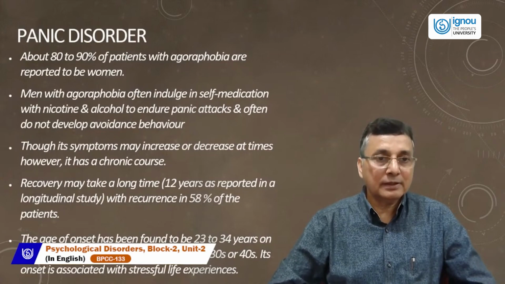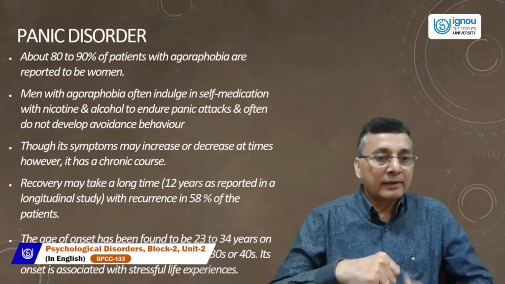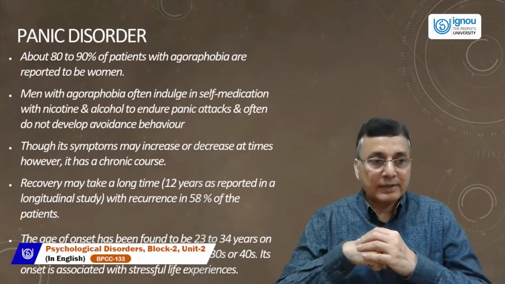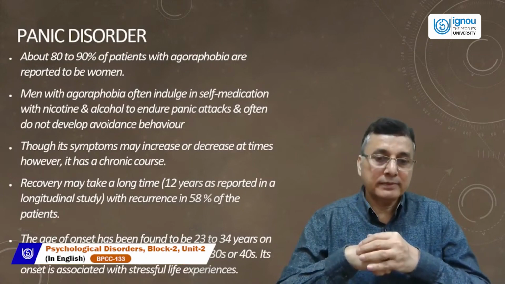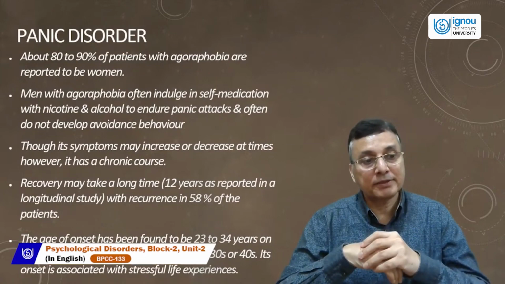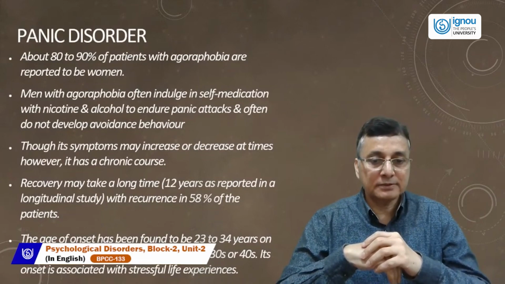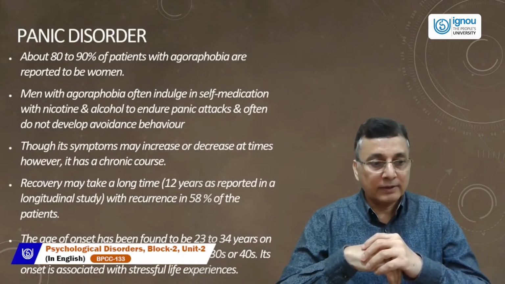Men with agoraphobia often indulge in self-medication with nicotine and alcohol to endure panic attacks and often do not develop avoidance behavior, though its symptoms may increase or decrease at times. However, it has a chronic course. Recovery may take a long time, 12 years, as reported in a longitudinal study, with recurrence in 58% of the patients. The age of onset has been found to be 23 to 34 years on an average.